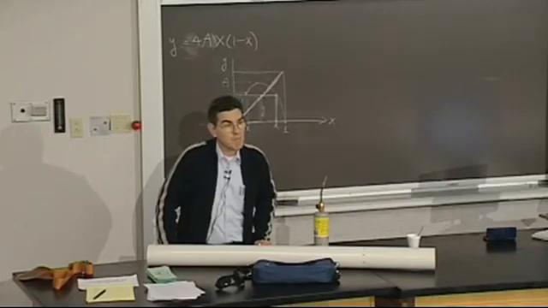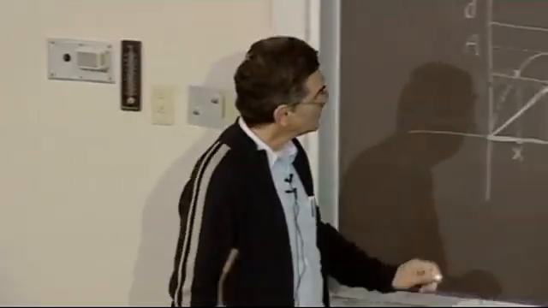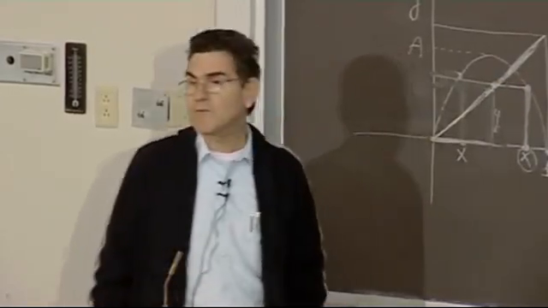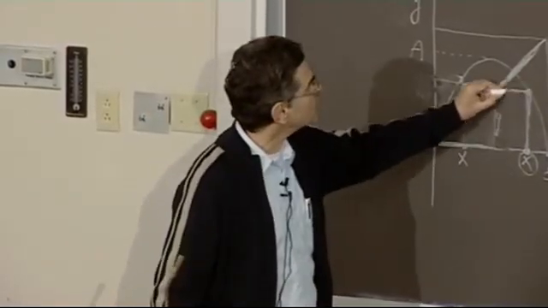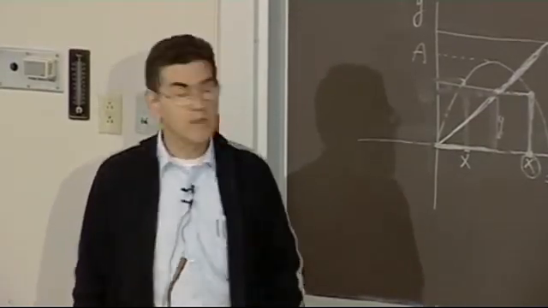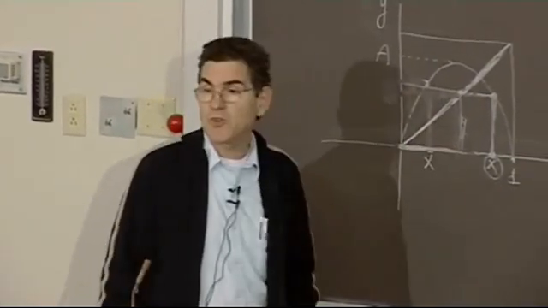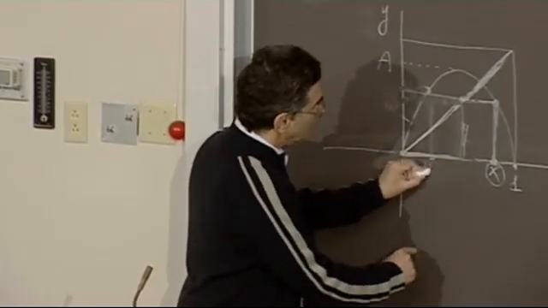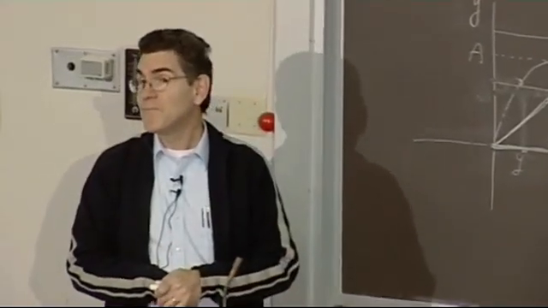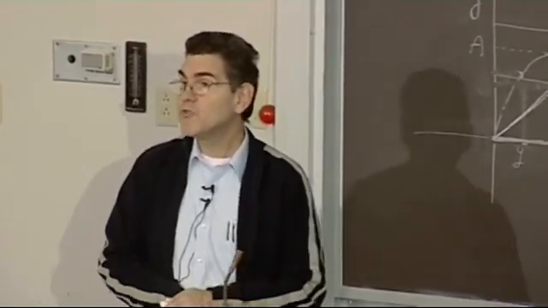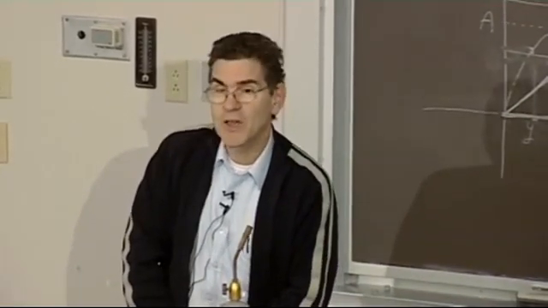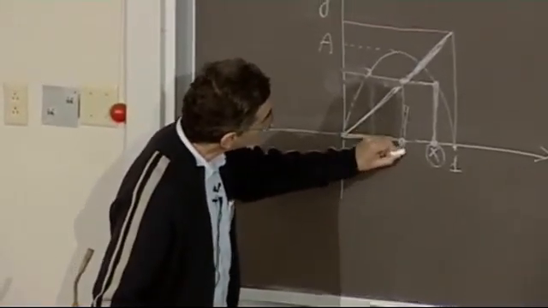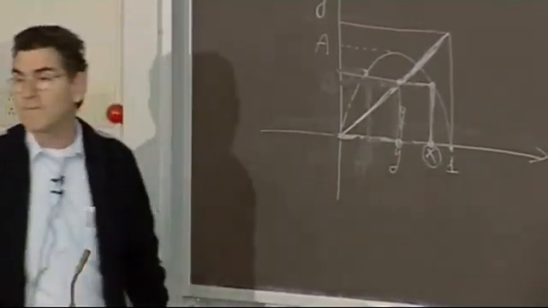So, here's the game. Let me repeat it. We start with a number x. We go up until we hit the curve. We go across until we hit the diagonal line. And then we go back down to the axis. And the distance from here to here will be that value of y. So just by drawing a picture, I don't have to use my pocket calculator. Okay? So here is my new value of y, right there.